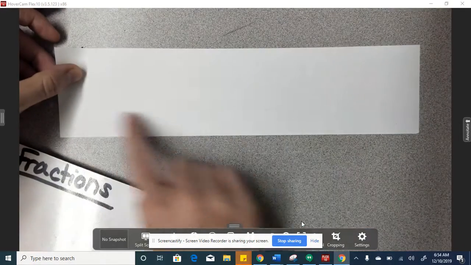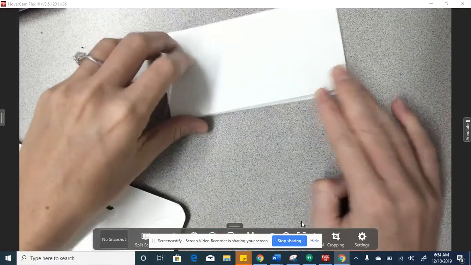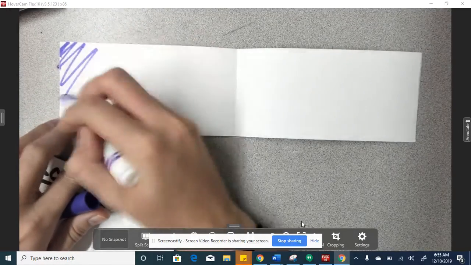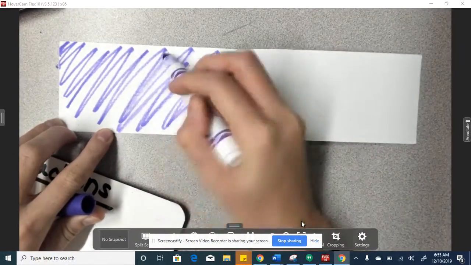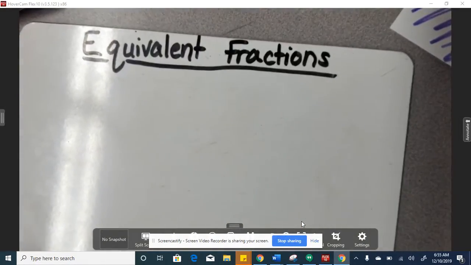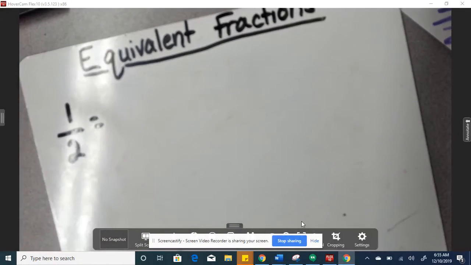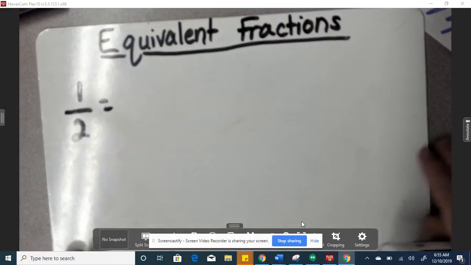So we have one whole. We're going to fold it in half. And when we open it up, we should have two pieces. We're going to shade one of these pieces here. So right now we have 1/2 shaded. I'm going to put 1/2 on our dry erase board. And we're going to come up with equivalent fractions that also represent half of our entire figure.